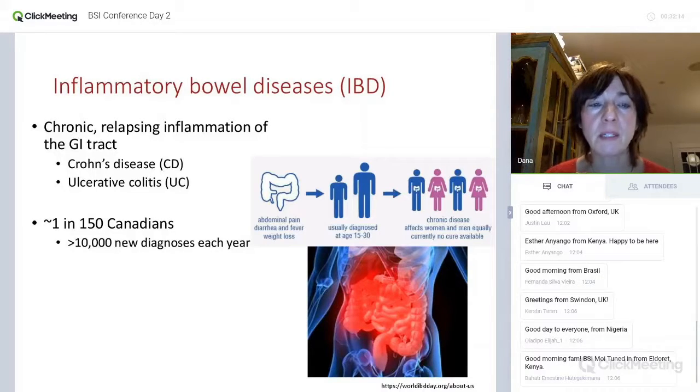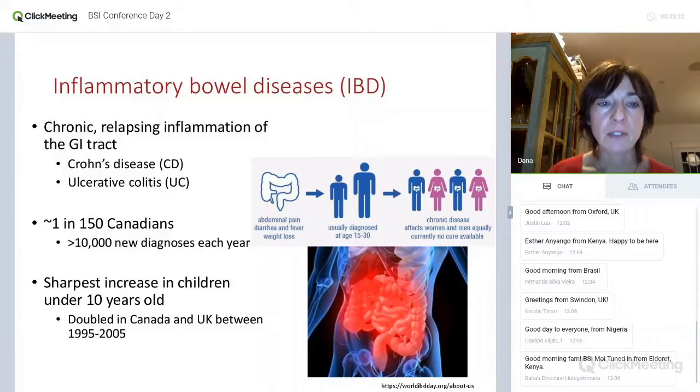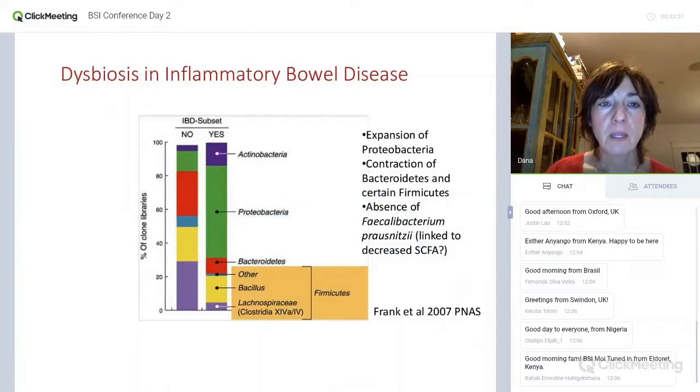In Canada, we're particularly hard hit by this disease. 1 in 150 Canadians are diagnosed or are living with an inflammatory bowel disease. And there are about 10,000 new diagnoses each year, so it seems to be increasing in incidence over the years. And unfortunately, the sharpest increase in IBD diagnoses is in children under the age of 10. And the incidence has actually doubled in Canada and the UK between 1995 and 2005. So again, it seems to be something that is continually on the rise in our society.